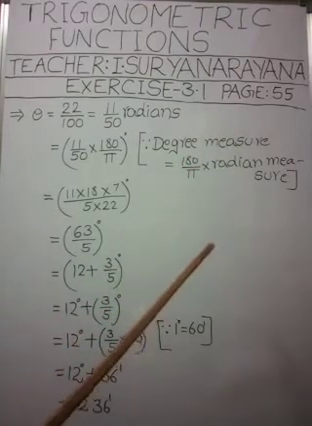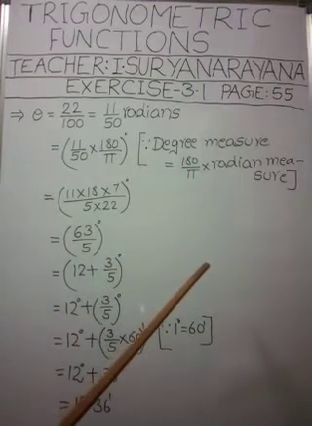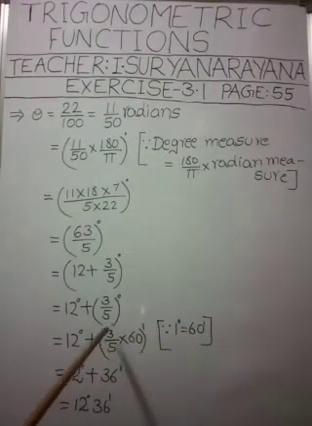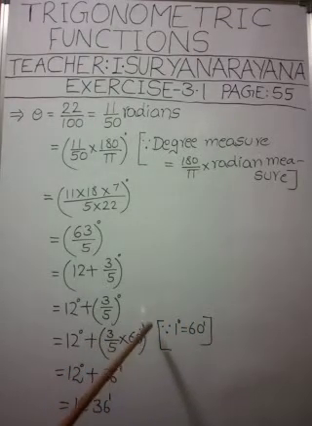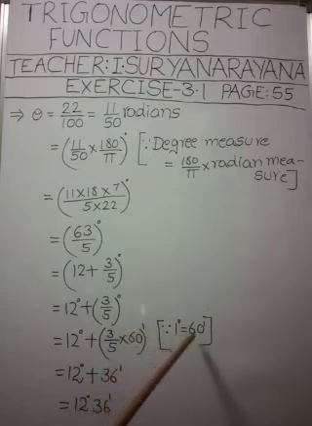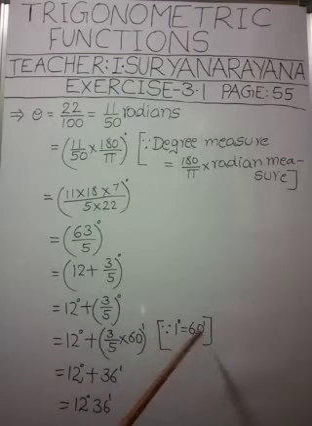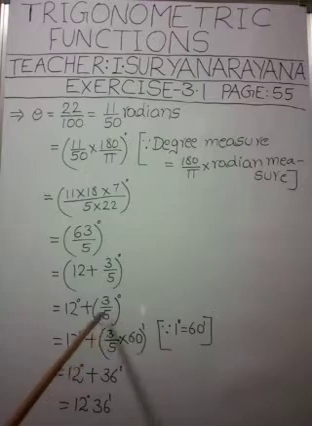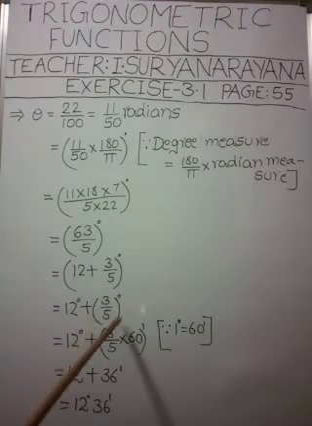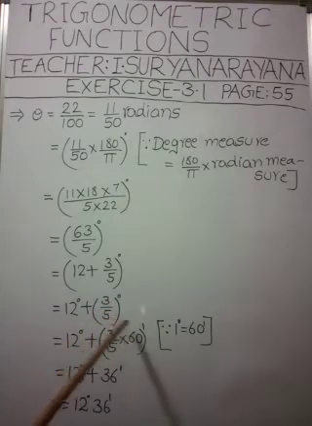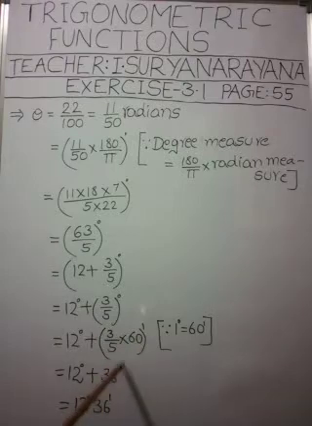The smallest unit in degree measure is seconds. Okay, my dear children? So 3 by 5 into 60 minutes, because 1 degree is equal to 60 minutes. So we are converting this degree measure into minutes. Understood this part, my dear children?